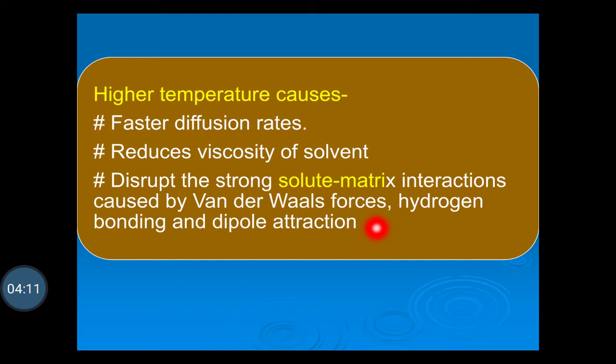So there is a disturbance in the strong solute matrix interaction. It causes a disturbance in the van der Waals forces, hydrogen bonding, and dipole attraction, due to which an efficient extraction of the phytoconstituents which are present in the crude drug takes place due to the higher temperature. And at the higher temperature, the solvent should remain in the liquid state, so the pressure is applied.